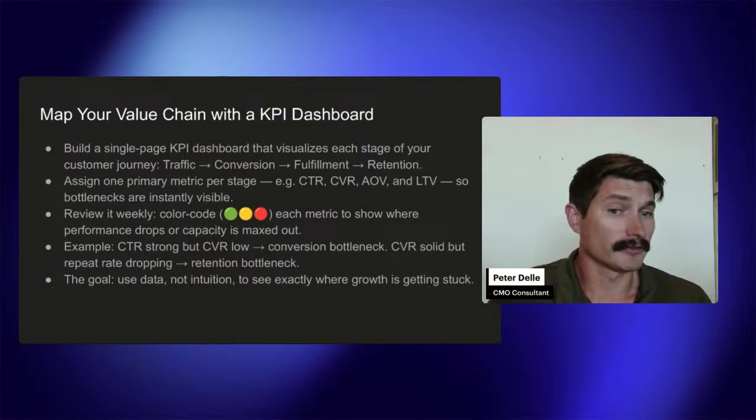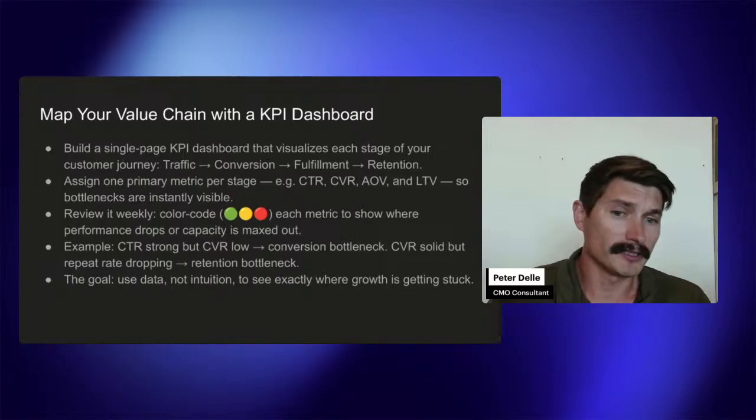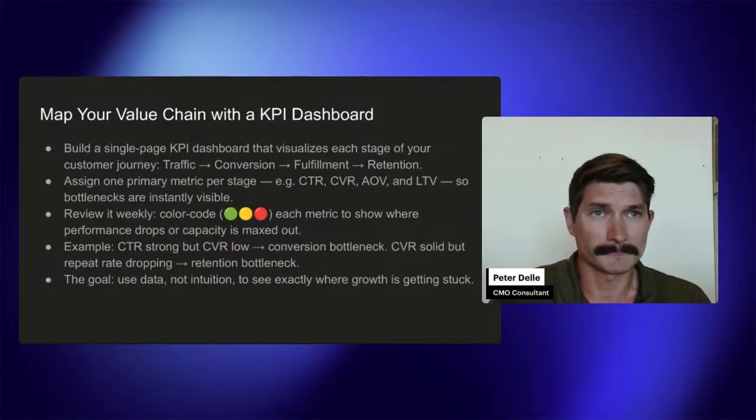And then also, hopefully on this dashboard, you have some conditional formatting to show if things are at your benchmarks or not. Make your decisions based off of this dashboard. An example would be a strong click-through rate but a low conversion rate. You have a conversion bottleneck. A strong conversion rate but a low repeat customer rate is a retention bottleneck.